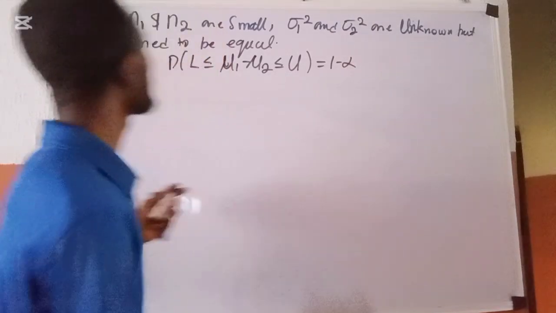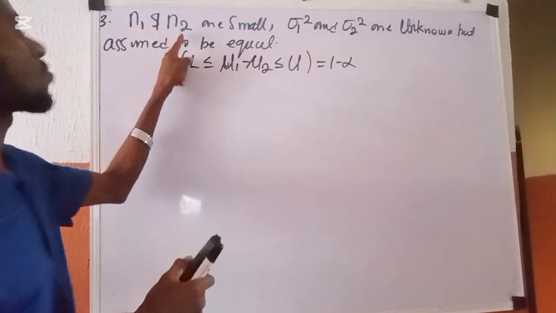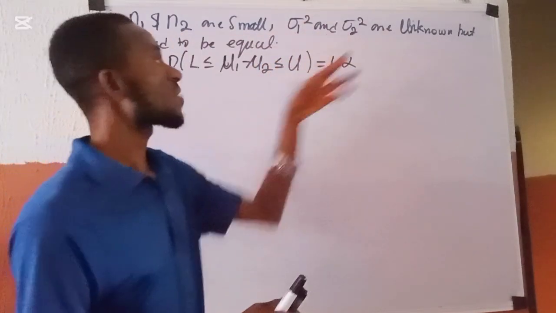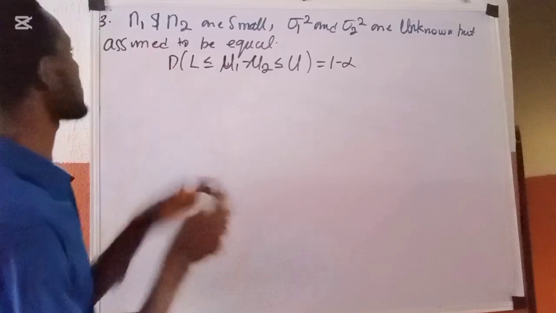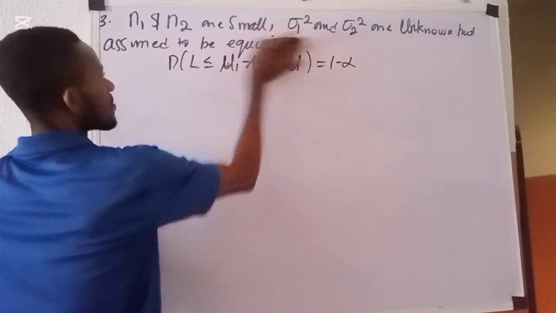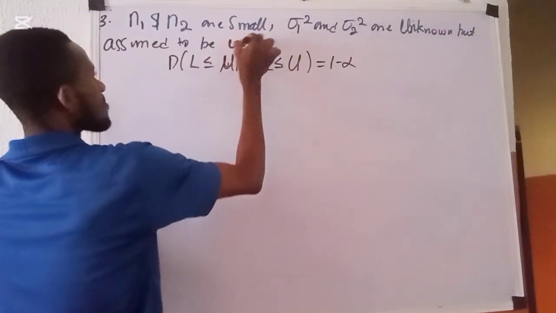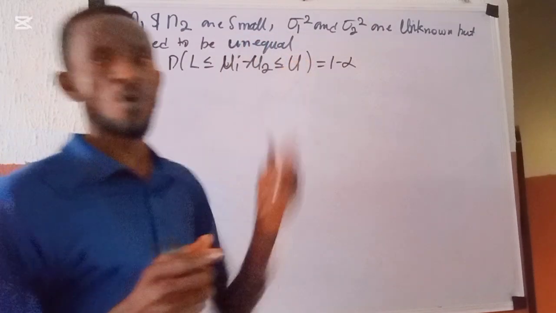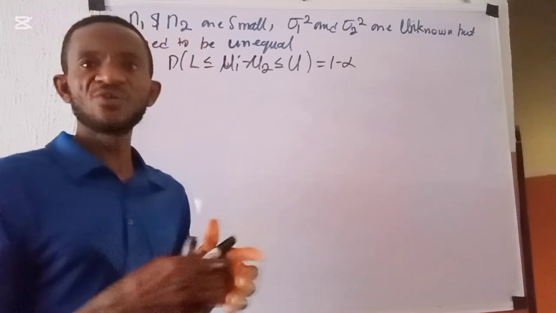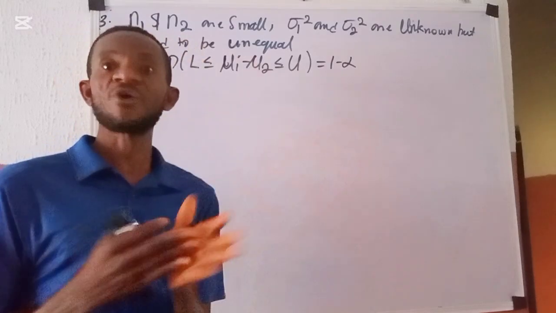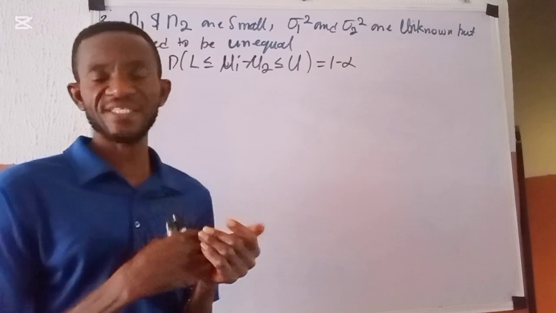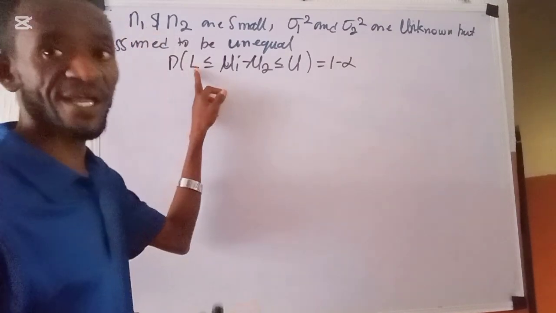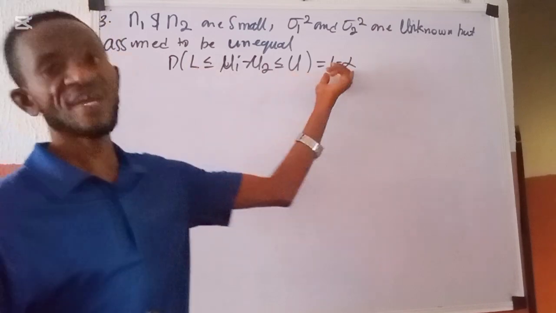The fourth condition is almost the same thing here. Our n1 and n2 are still small. Sigma 1 squared and sigma 2 squared are still unknown. But this time around, they are assumed to be unequal. Because they are unequal, you can't estimate their common variance again. The formula you are going to use this time around to arrive at the true value of your L and U that will satisfy this condition will be as follows.